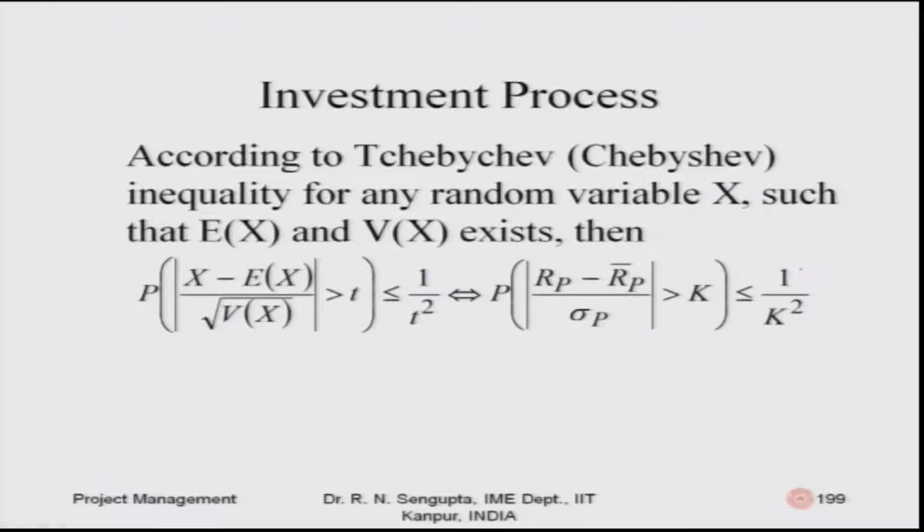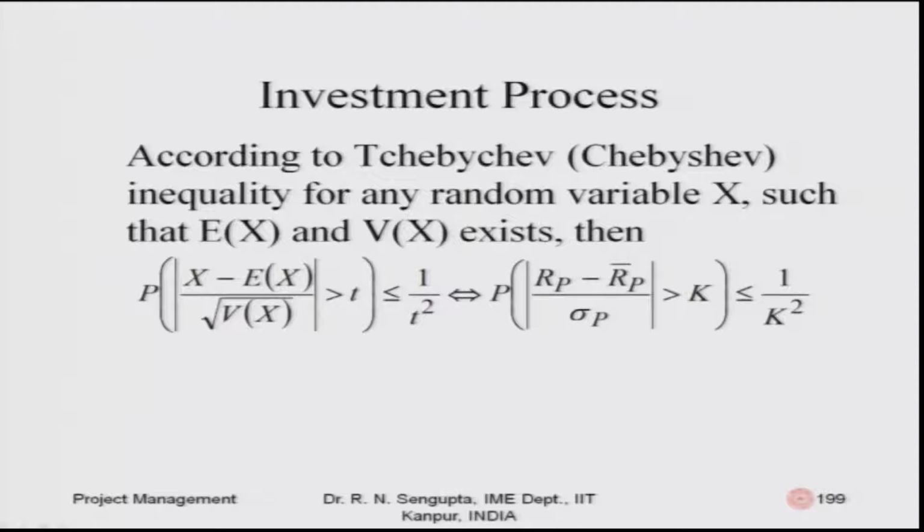There is a random variable x such that the expected value and the variance of x exist. It does not mention anything about the distribution. Then the probability that the difference between x and the expected value, divided by the standard deviation or the square root of the variance, is greater than some t value, where t is some fixed value you have set for yourself, is less than or equal to 1 by t square.